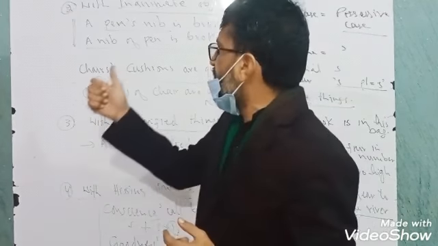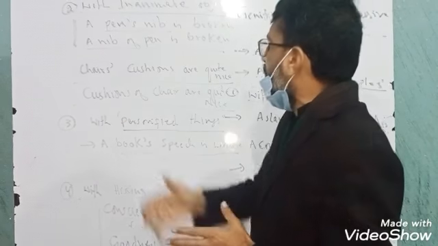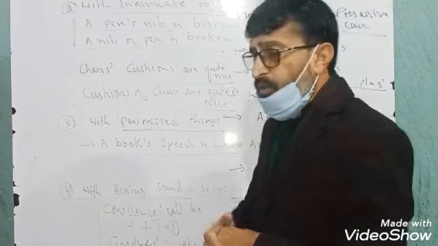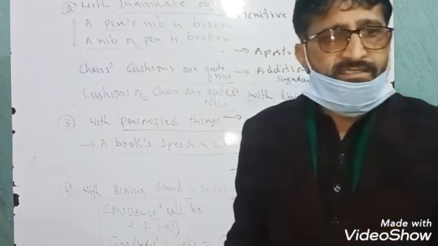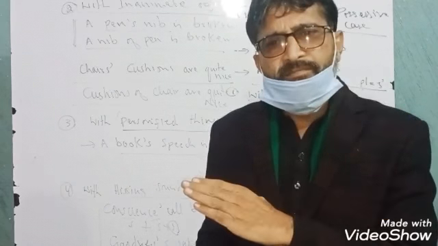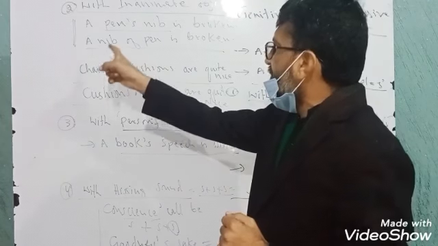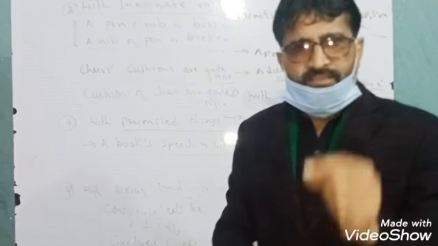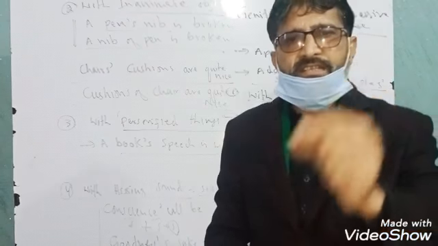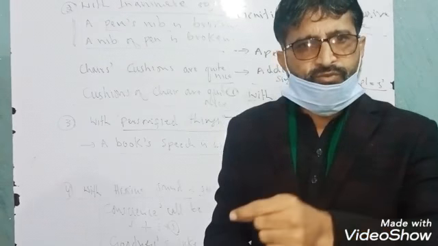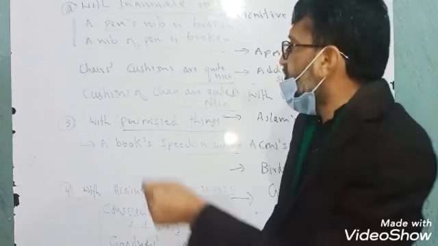I have mentioned here that with inanimate objects it cannot be used. A pen's nib is broken. Pen is an inanimate object. Pen is non-living. Therefore, we cannot make the genitive case of pen. But we can write in this way: a nib of pen is broken. Here, of is a preposition. It replaces the genitive case, and that is the proper use of genitive case.